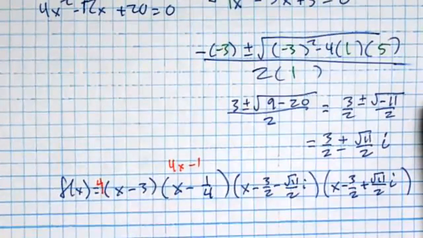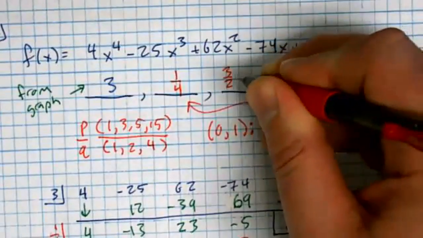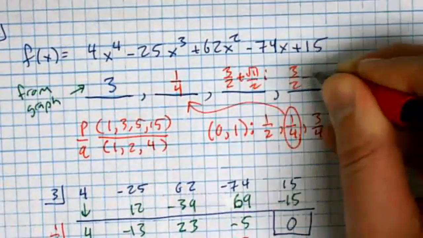Oh, I got to do one more thing. I left a couple blanks up top of my page. My last couple zeros, let me just write these in here for completion. We came up with 3/2 plus root 11 over 2i and 3/2 minus root 11 over 2i.